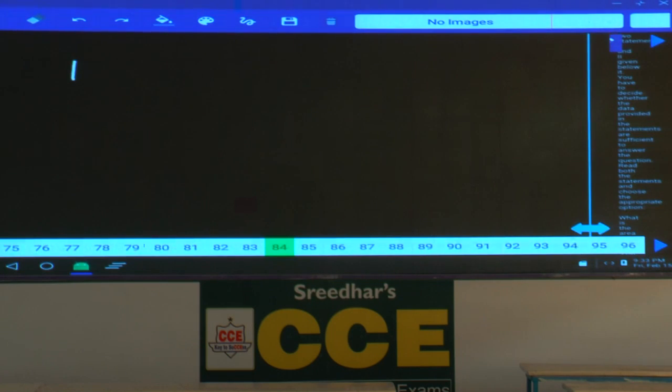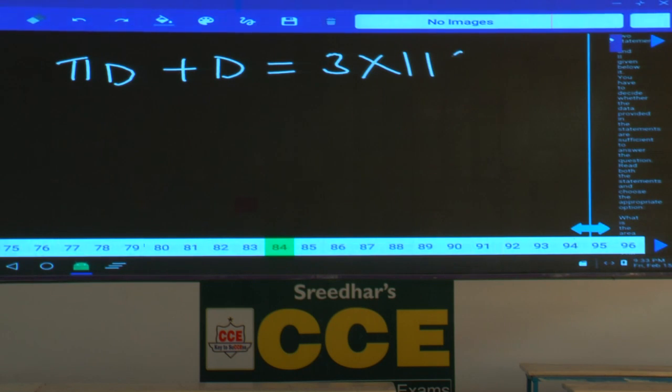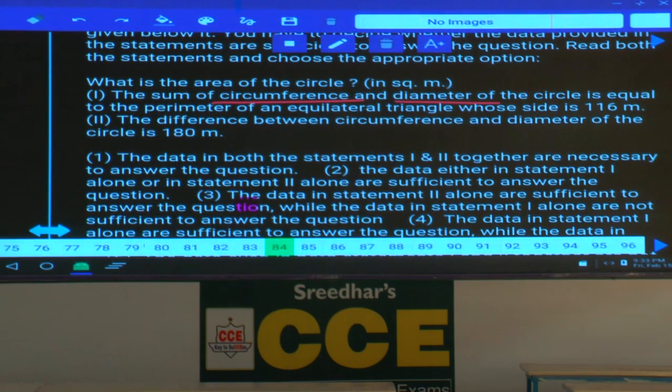Circumference in the sense pi d, and diameter d, is equal to 3 times 116. Can we calculate the diameter? If you know the diameter, can we calculate the radius? If you know the radius, can we calculate pi r square, which is the area of the circle? So is 1 alone sufficient to answer the question? Yes. Next.